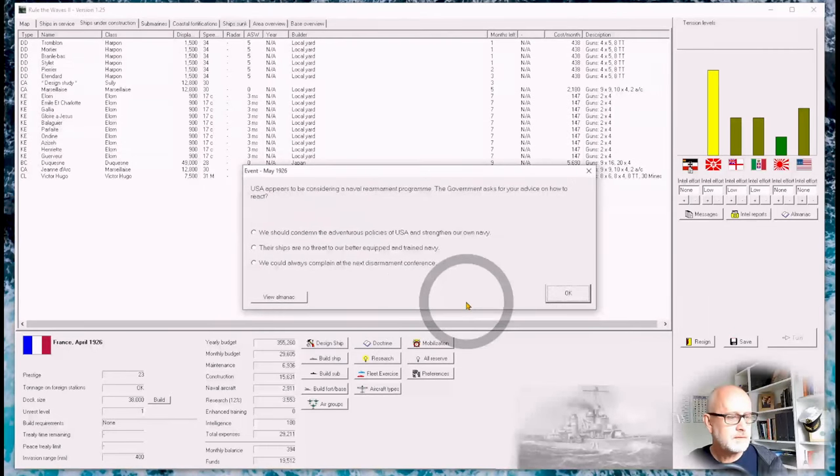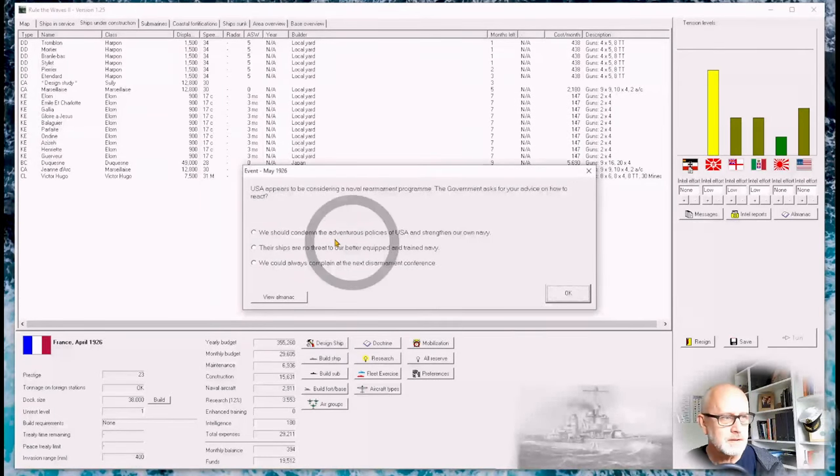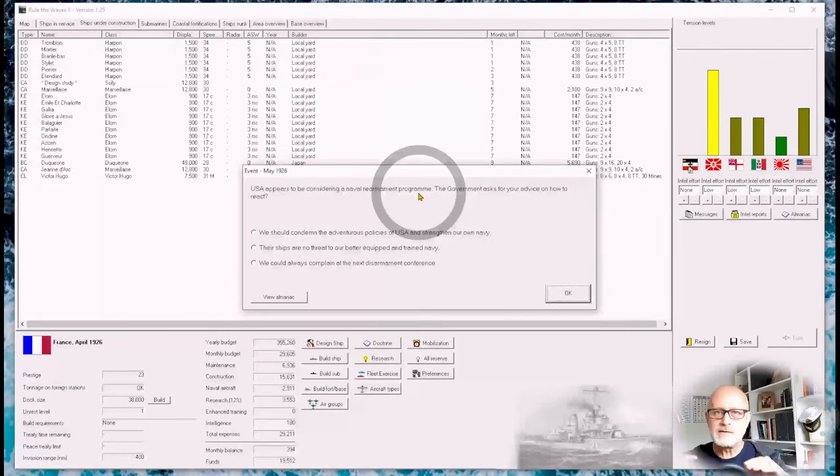More commissionings. So this is interesting. USA appears to be considering a naval rearmament program. Now, this is 1926. 1926, 27, 28 is exactly the time when Britain and the USA are often running about neck and neck in their economies. And the USA is probably going to have a growth spurt and start to really power ahead of Britain and the rest of the countries.